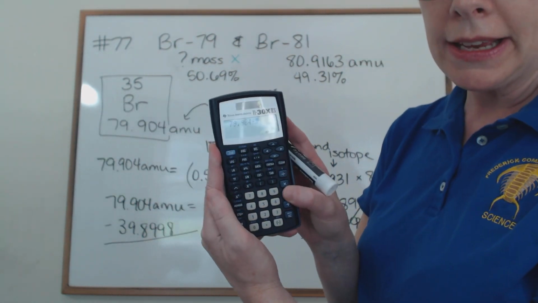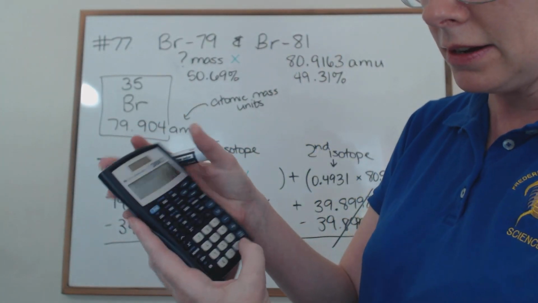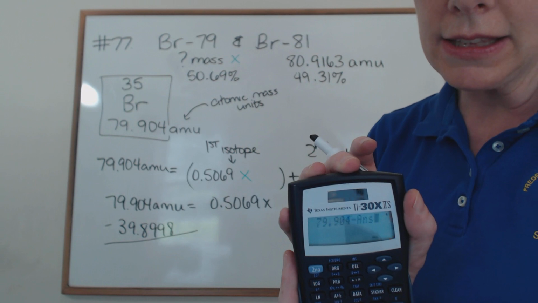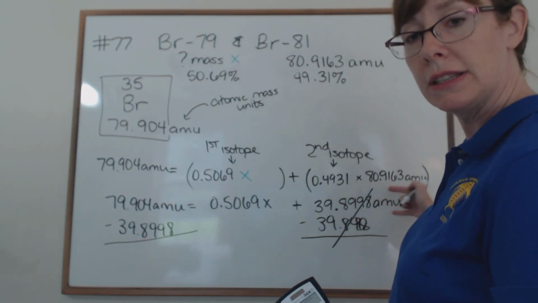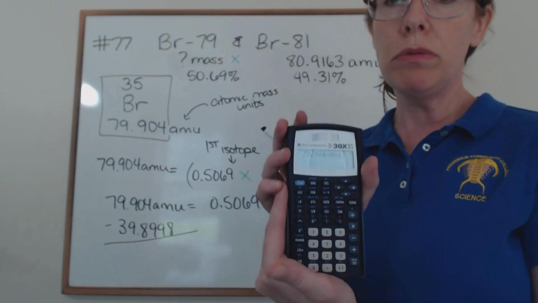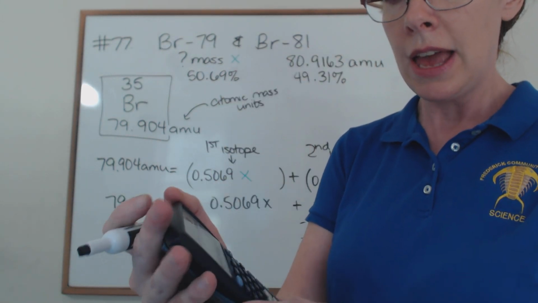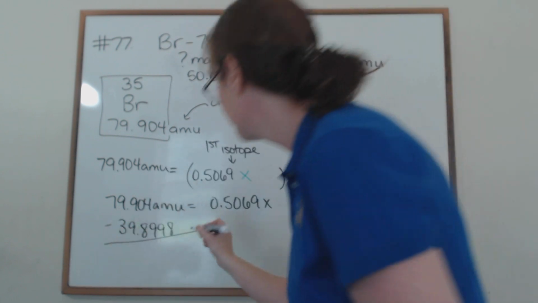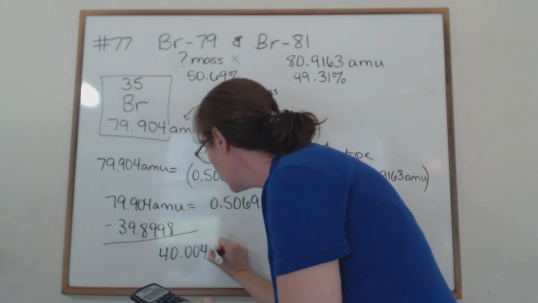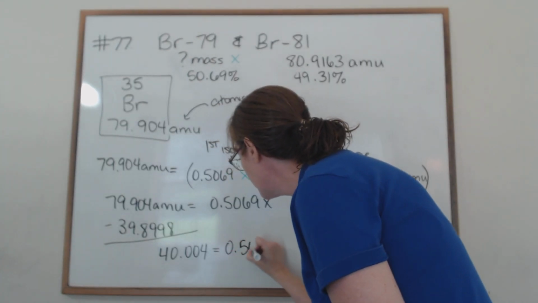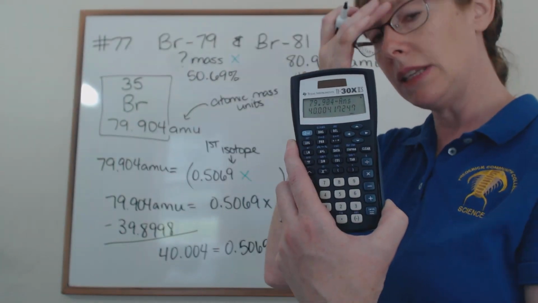79.904 minus, so now I'm trying to do this part in my calculator. If I just do second negative, I can get that answer function, and that will keep all the digits. See, it limits how much you round, and it limits how much error you introduce into all your calculations. And now I'm getting 40.004 with a few extra digits, but I'm not going to write all of them down. Just write a few of them down so you can see what it is.